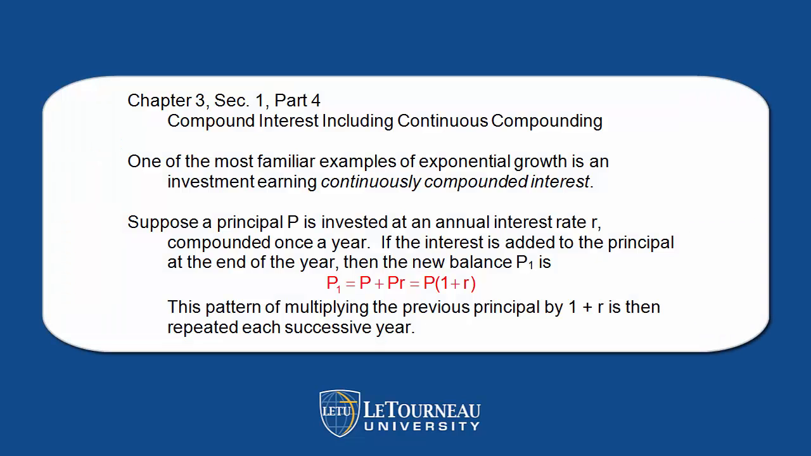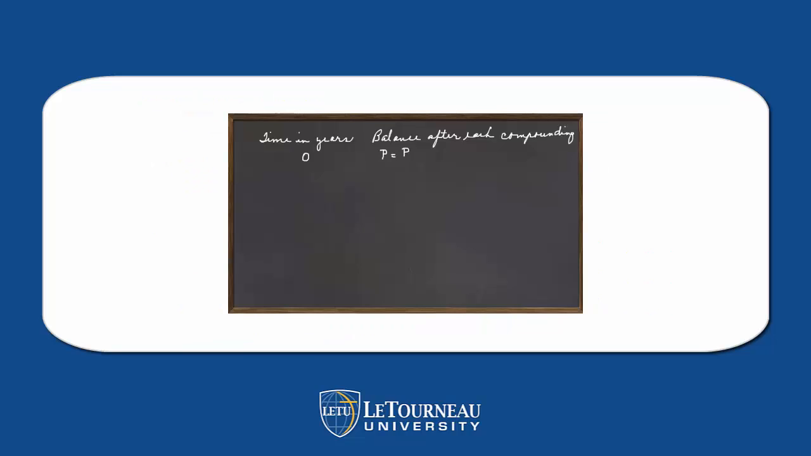Right, in this particular video, let's look at an example of exponential growth. One of the most familiar is an investment earning continuously compounded interest. So suppose a principal is invested at an annual interest rate r compounded once a year. If the new interest is added to the principal at the end of the year, then we get a new balance. This pattern of multiplying the previous amount by 1 plus r is then repeated each successive year.